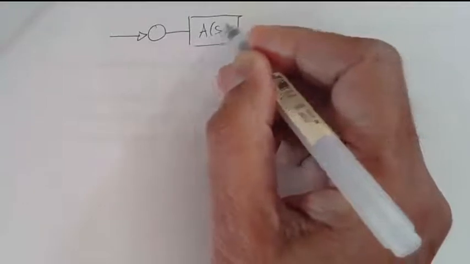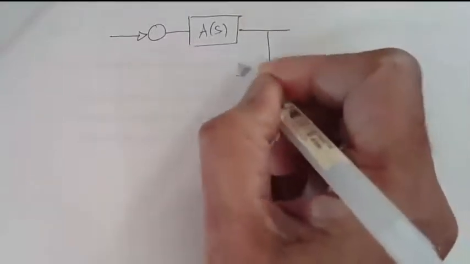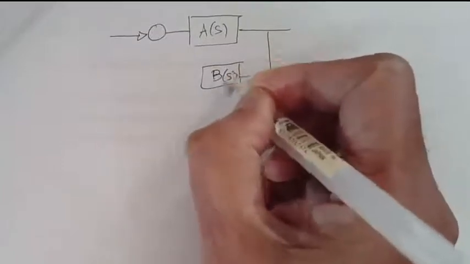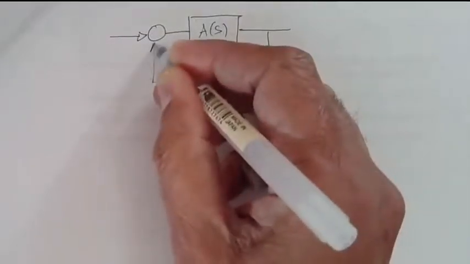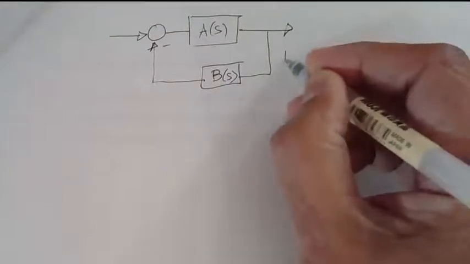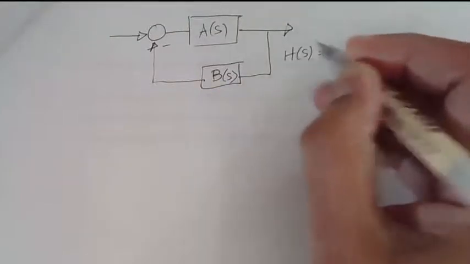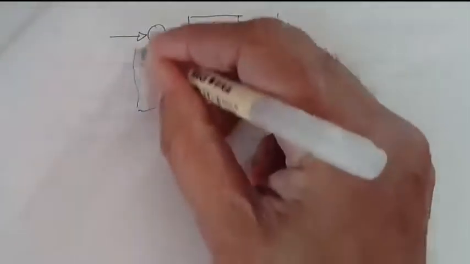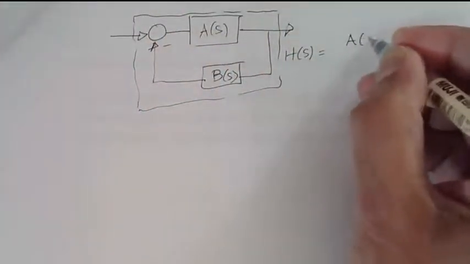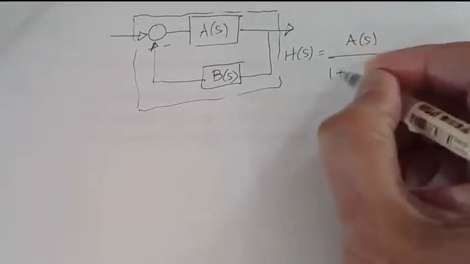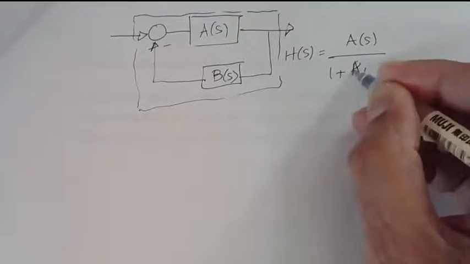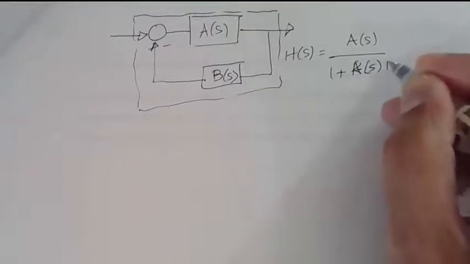A of s, and then B of s, and I subtracted it from it, and we found that the overall transfer function for this whole thing was A of s over 1 plus k, 1 plus A of s, B of s.